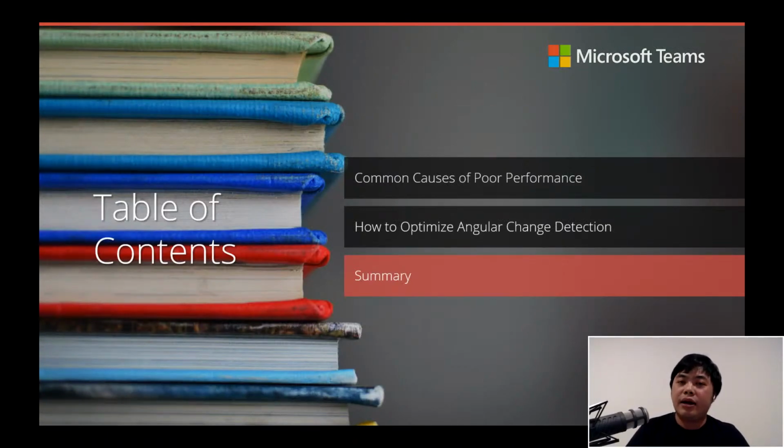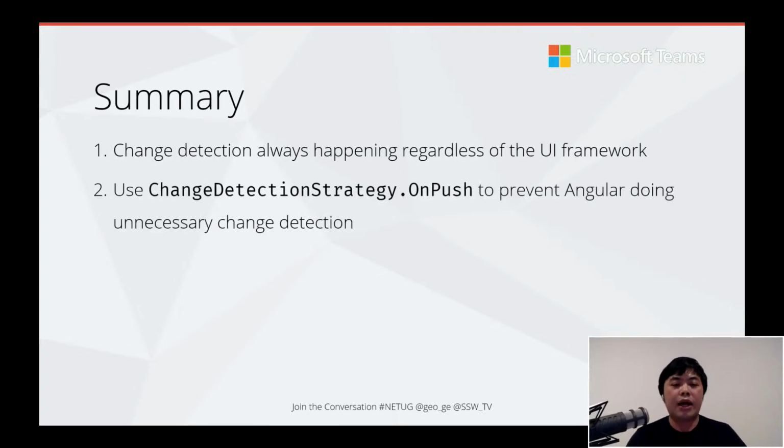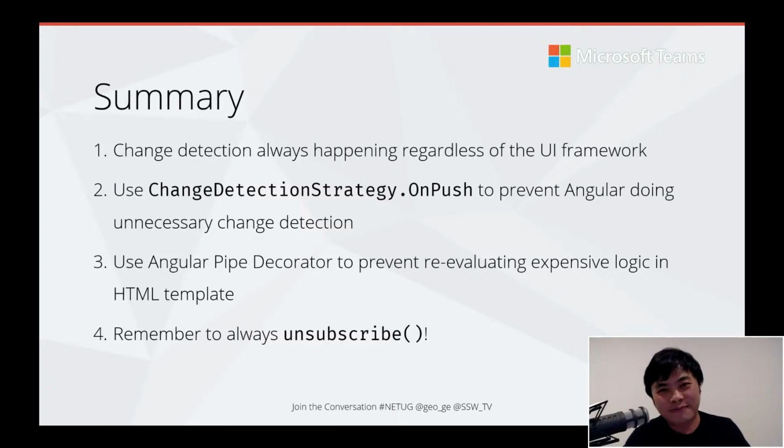Right. And let's go to summary. Change detection is always happening regardless of UI framework, be it Angular, React, Vue, or even Blazor. They have their own kind of change detection. In Angular, use the OnPush change detection strategy to prevent Angular from doing unnecessary change detection. Use the Angular pipe decorator to prevent Angular from reevaluating functions, especially ones that have heavy computation, in the HTML template. And also, don't forget to unsubscribe.